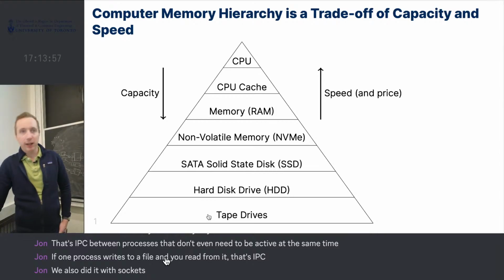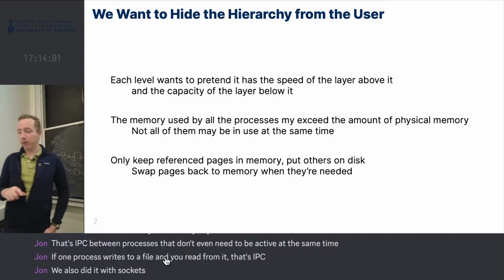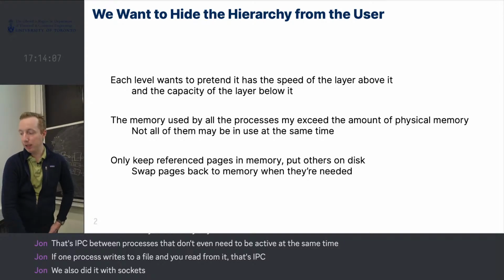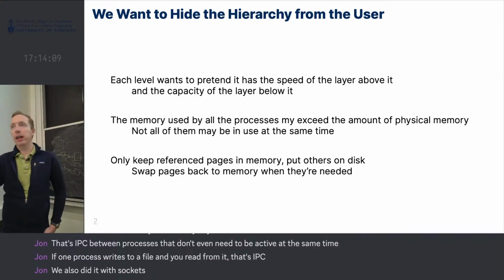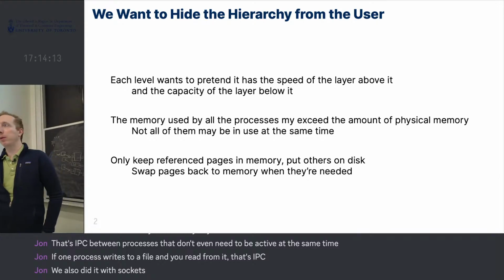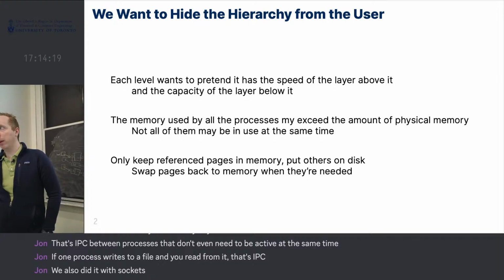me in. All right, so the whole idea of this is we want to use this hierarchy to hide it from the user and pretend we have the speed of the layer above it and the capacity of the layer below it. So if we're using memory, we want to look as fast as actually using the CPU, but have as much capacity as like a hard drive.